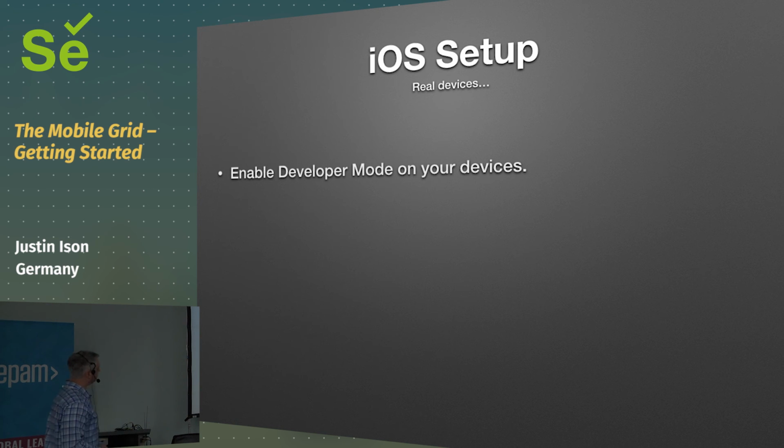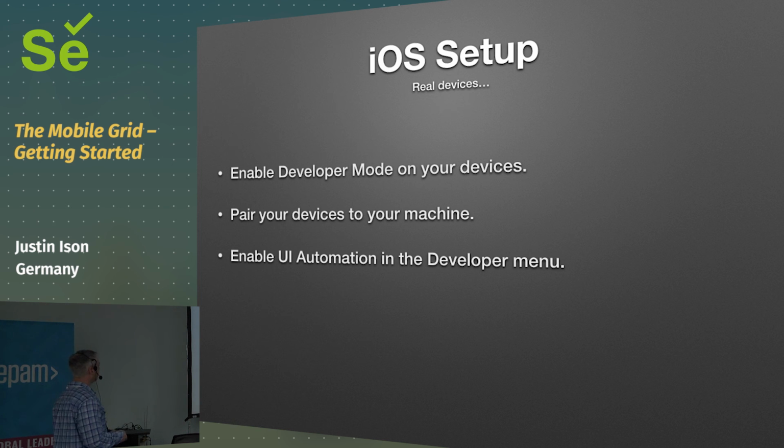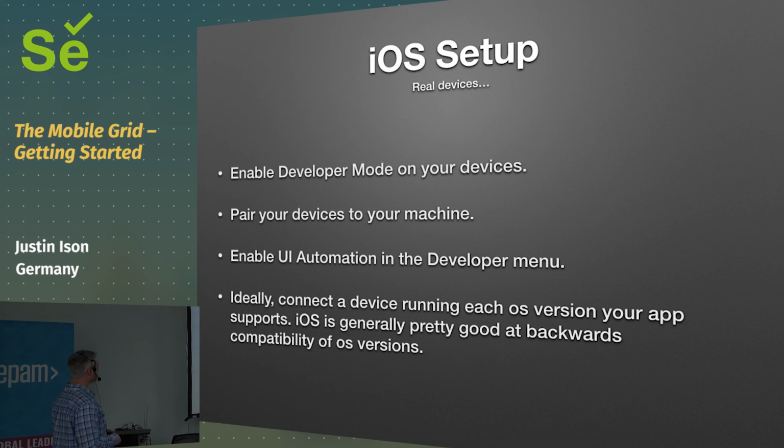So in order to run your tests, you just have to enable developer mode on your devices. Pair your device to the machine. It's just saying, I trust this computer. You have to then enable UI automation in the developer menu. And then ideally, you should connect a device that is running each operating system or OS version that your app supports.